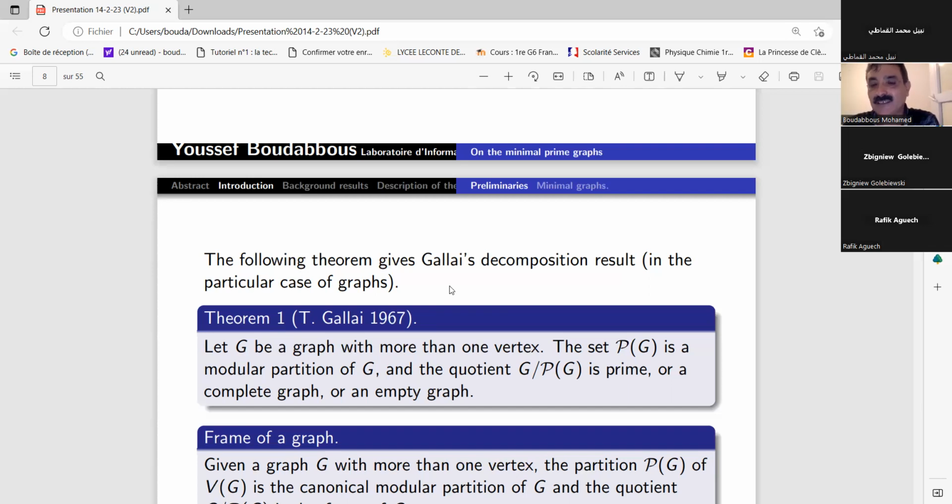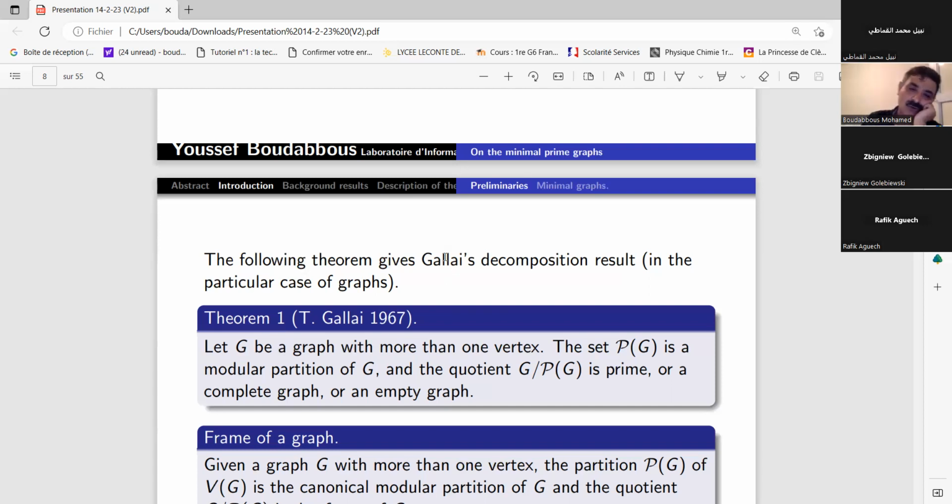And this result proves the importance of the prime graph. Thus, there is a canonical partition of any graph by which the quotient is complete, empty, or prime. The important case is the case where the quotient is prime. For example, it is not difficult to prove that almost all graphs are prime. The prime graphs are important in the study of all graphs.